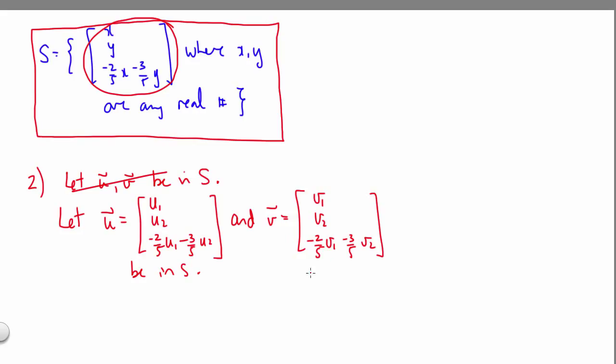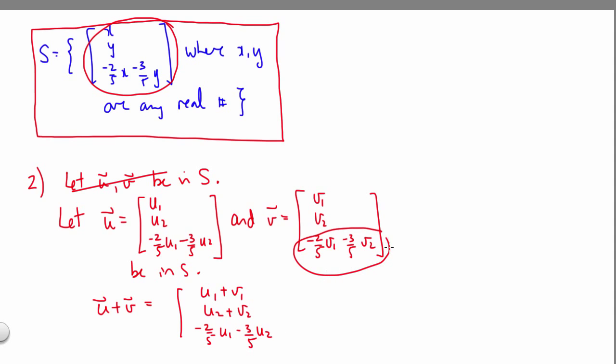So I'm going to say let u and v be in S. Now we need to check whether the vector u plus v has the right form. So u plus v is going to look like u1 plus v1, u2 plus v2, minus 2/5 u1 minus 3/5 u2 plus this expression over here, so minus 2/5 v1 minus 3/5 v2. So in this step, all we've done is just use the definition of vector addition to add the relevant components together.